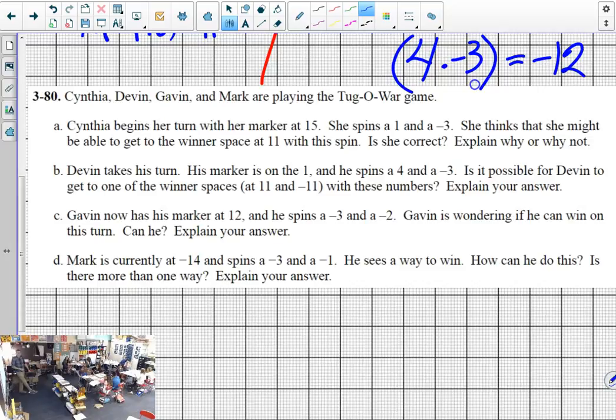Yay, Devin. Gavin, Alana, Gavin is at 12, and he gets negative 3 and negative 2. Is there a way we can get Gavin to win? Alana, I hope you're not saying to start talking. Okay, Alana. Sorry, I said her name at the beginning of the question. Alana, do you know? Or you can tag in your group. Negative 3 and negative 2.